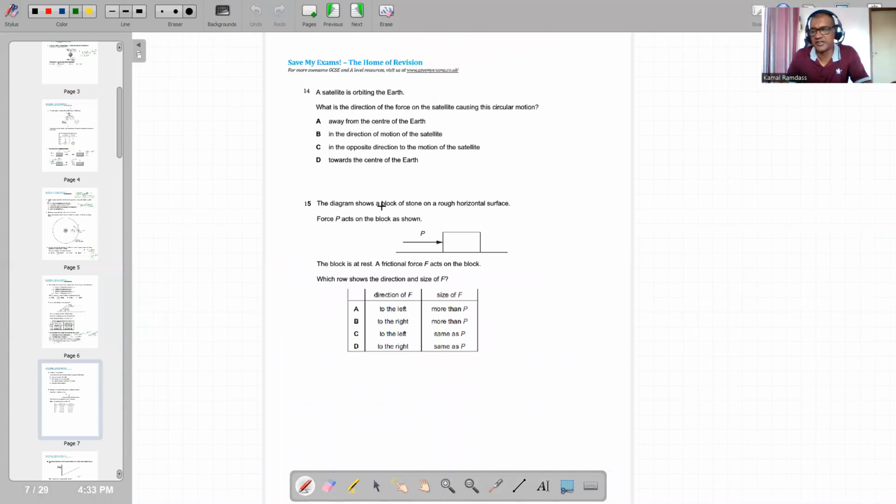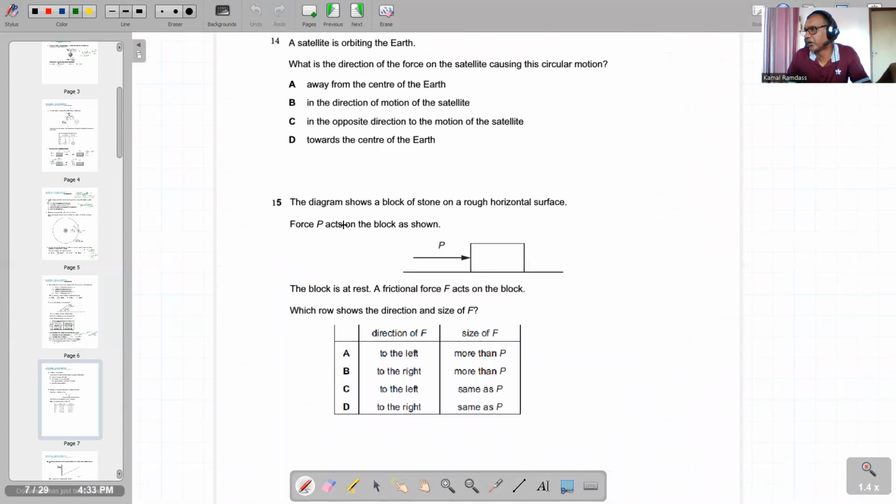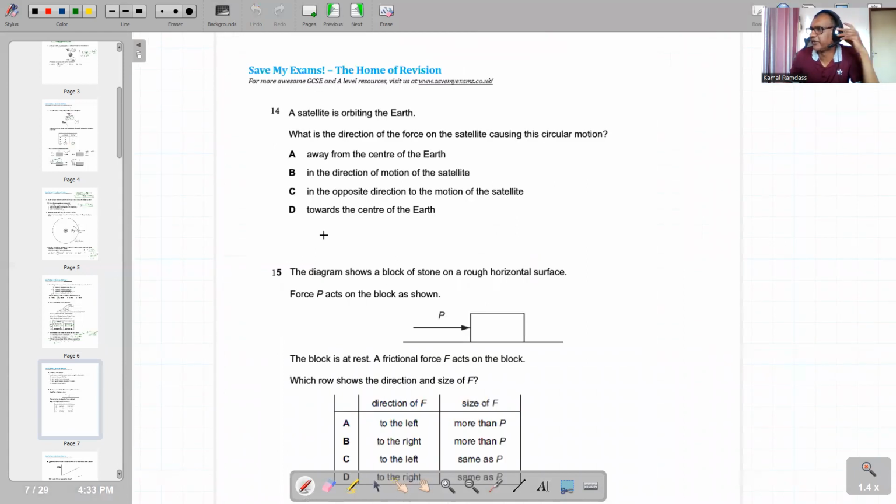A satellite is orbiting the Earth. What is the direction of the force on the satellite causing the circular motion? Toward the center of the Earth. Centripetal acceleration, or rather force provided by the gravitational pull.